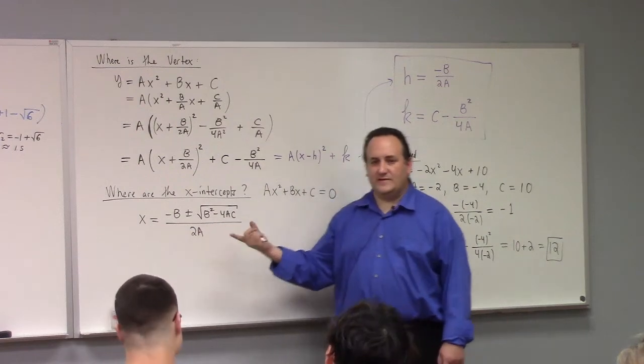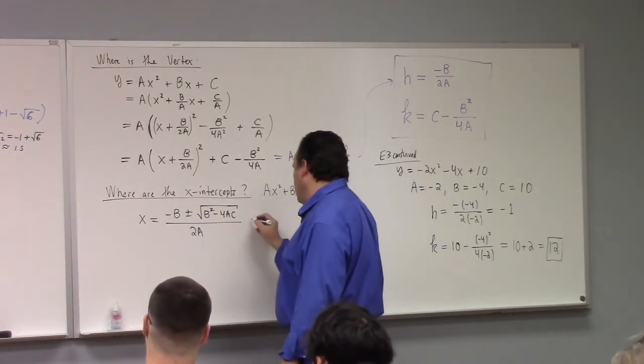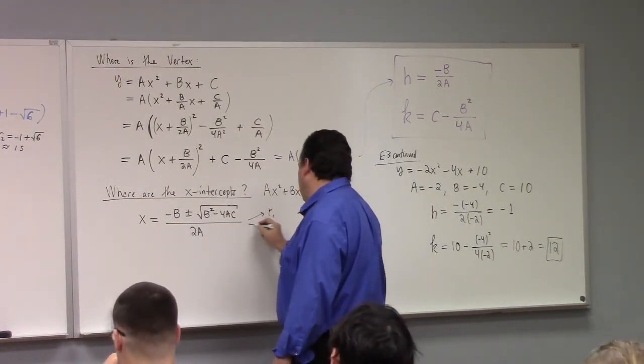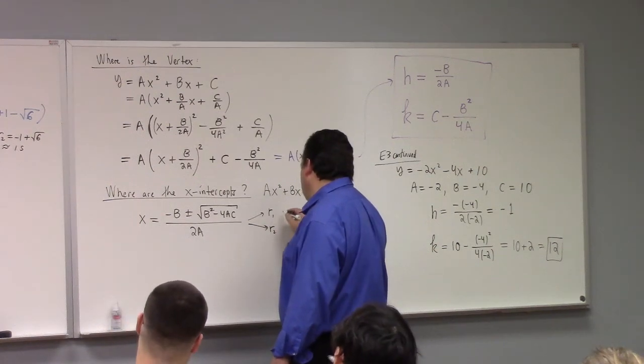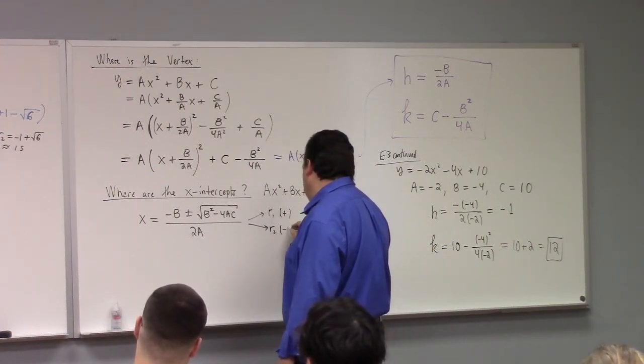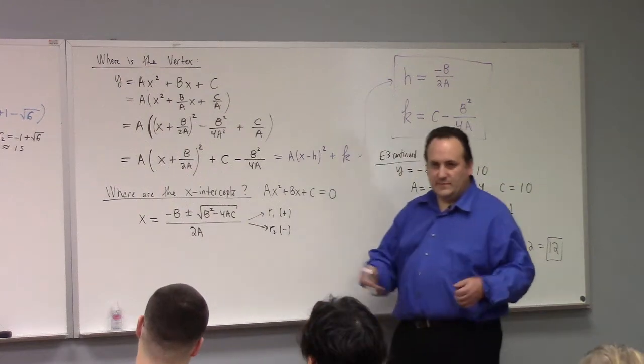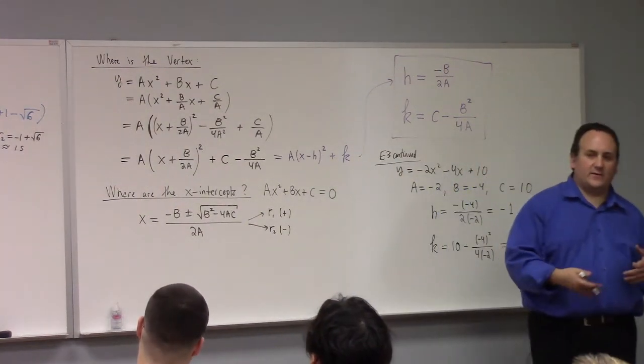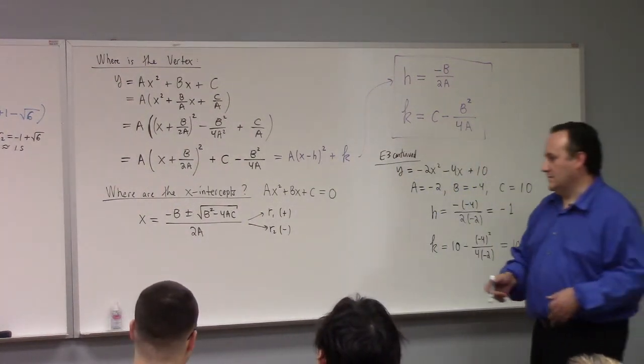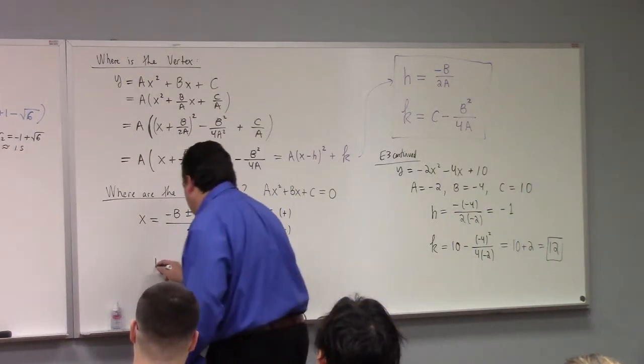This will find the x-intercepts, right? This gives you the R1 and the R2, right? For the sake of discussion, let's say R1 comes with a plus and R2 comes with a minus. That gives you the roots. What happens if you add R1 and R2? Do you guys see it? What's R1 plus R2?